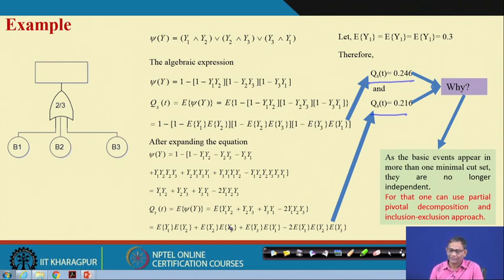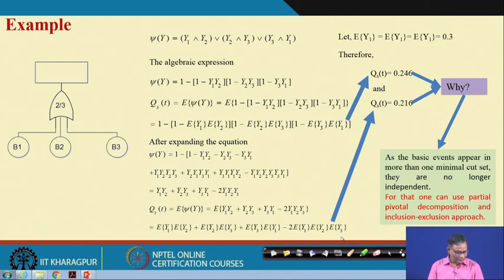So, wherever there are dependent product terms, it is better to reduce up to the lowest level. Otherwise, you have to use the partial pivotal decomposition method or the inclusion-exclusion approach in between, to avoid digging up to the lowest level of resolution. Okay. So, I hope that you have understood it. This is our cut set representation.